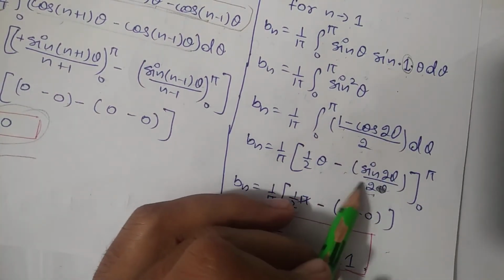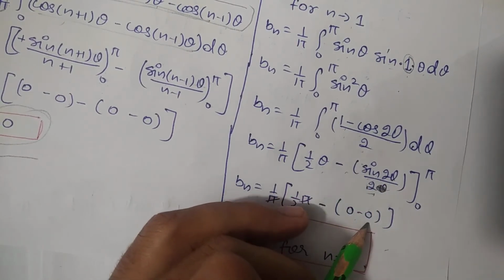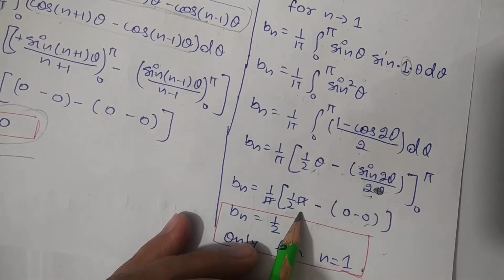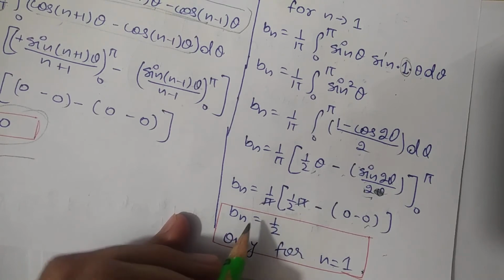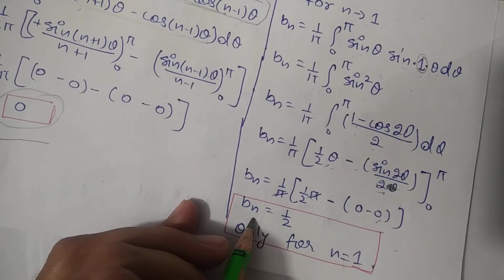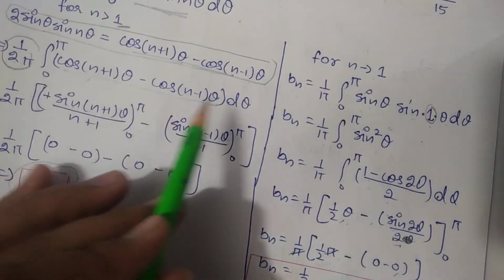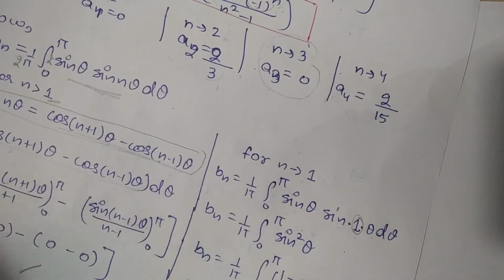Now putting the limits 0 to pi, sin pi is 0 and sin 0 is 0. So if I put the value of theta, that is pi minus 0, this value will be pi minus 0. So pi will cancel pi, and we will get, for n equals 1, the value of Bn equal to 1 by 2, and for n equals 2, 3, 4, the value of Bn will be 0 only. Okay, so this is the condition.